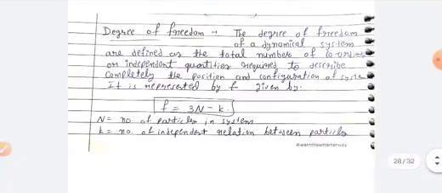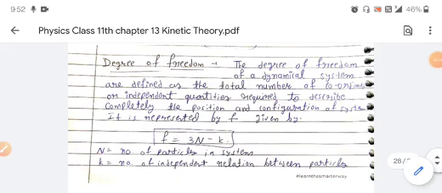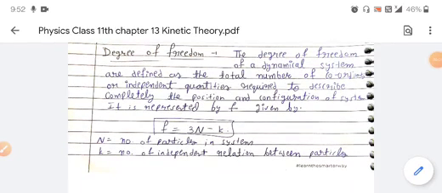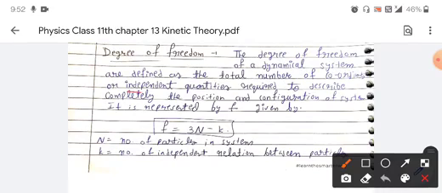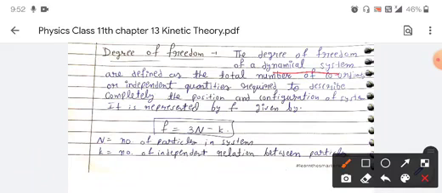Now the next topic is degree of freedom. The degree of freedom of a dynamical system is defined as the total number of coordinates or independent quantities required to describe completely the position and configuration of a system. What is degree of freedom? For a system, the degree of freedom is defined as the total number of coordinates or independent quantities required to describe completely the position and configuration of a system.